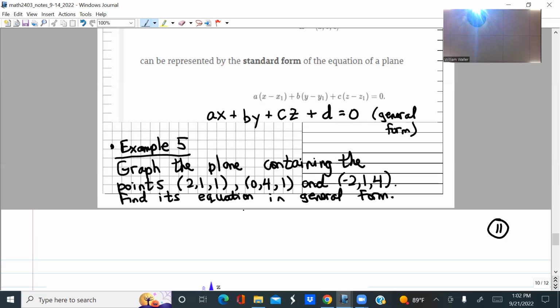But if I gave you 3 points, there's only going to be 1 plane that contains them. Right? So your intuition tells you that, right? If I give you 3 points, as long as they're not all on a straight line, if I give you 3 points in 3-dimensional space, there's only going to be 1 plane surface that contains those 3 points. All right, so let's see if we can figure out what that equation is.